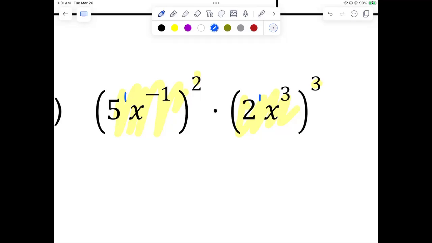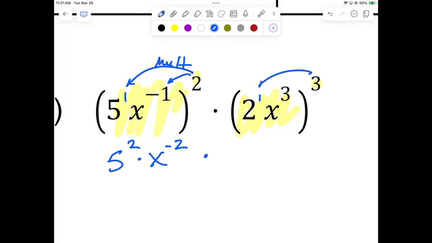Okay? So now I can distribute the 2 by multiplying to both of those, and I get 5 to the second times x to the negative second, and I tore down the walls. I don't need the parentheses anymore. And then I do the same thing in the second. 3 times 1 is 3, so I get 2 to the third, times 3 is 9. I tore down the walls, Gorbachev.